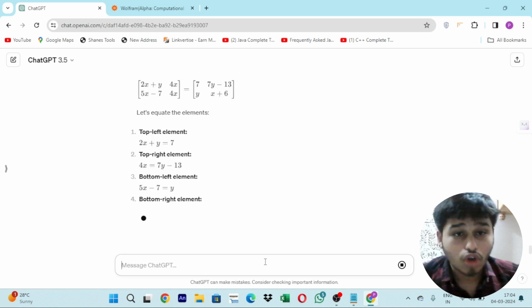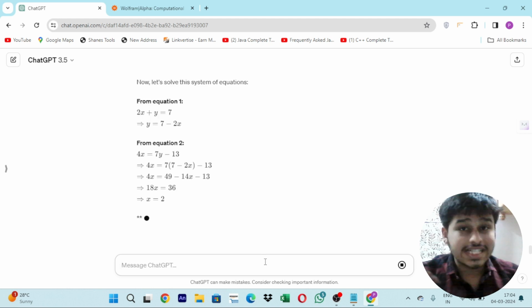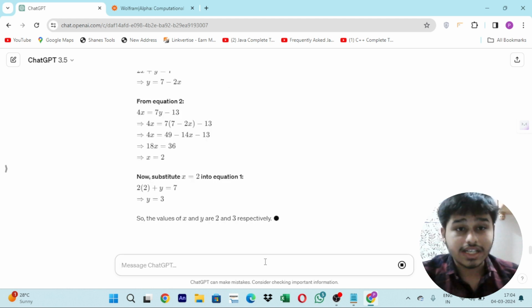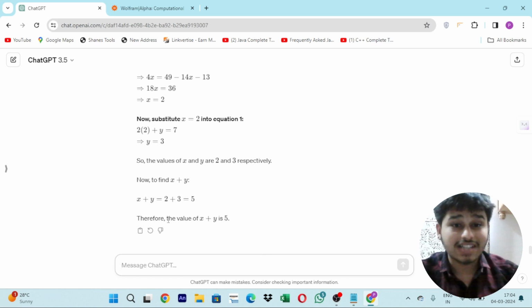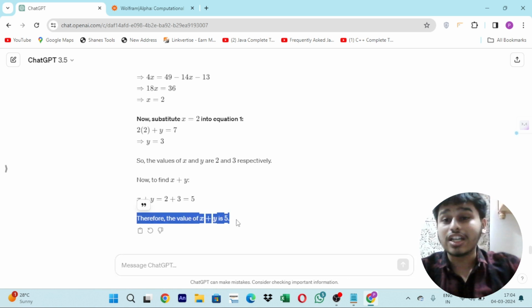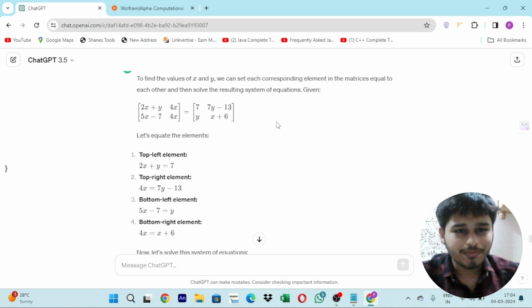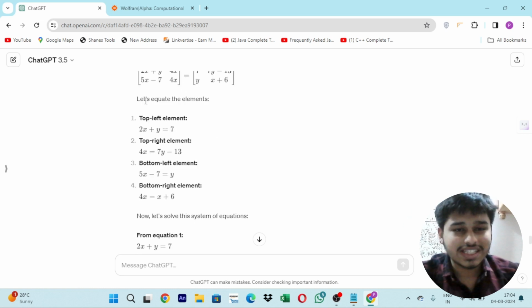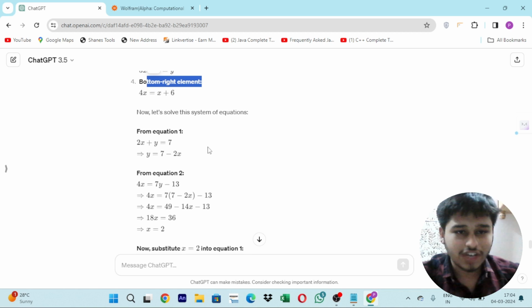Okay, top left element 2x plus y minus 7, top right element. Okay, it is calculating right now, and it is in the form of equations. So I love this answer, and it is giving us the answer: therefore, the value of x plus y is 5, and the answer is perfect. See, first of all, ChatGPT is comparing both matrices. Here ChatGPT is saying let's equate the elements. Top left element is this, top right element is this, bottom left is this, bottom right is this, right?